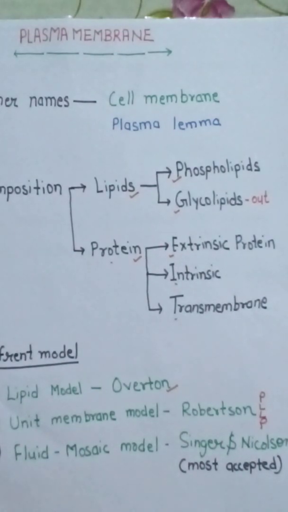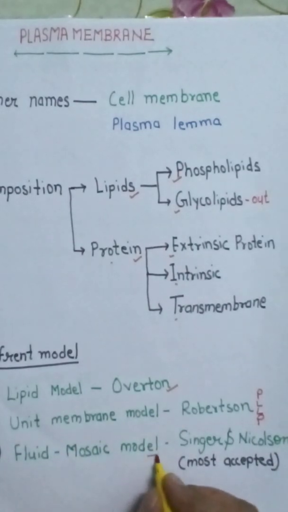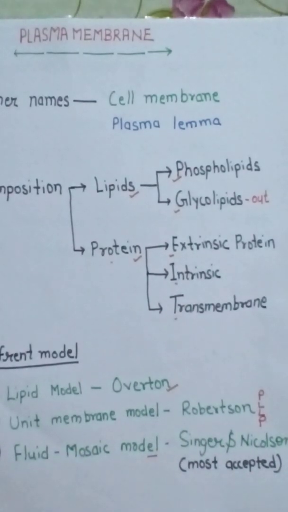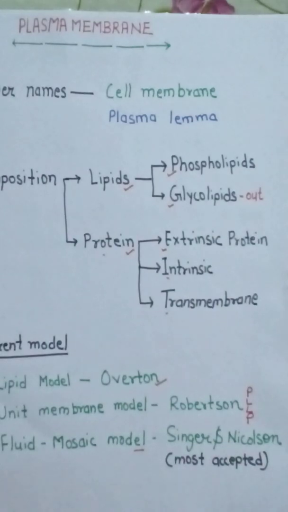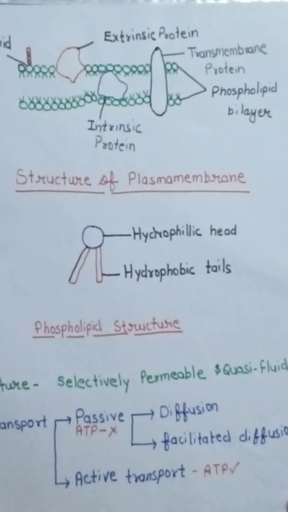And the next model, which is also very important and is the most accepted model of the plasma membrane, is the fluid mosaic model. Fluid mosaic model is given by scientists Singer and Nicolson. Okay guys, now here is the structure of plasma membrane. I will describe the structure with the help of the diagram.